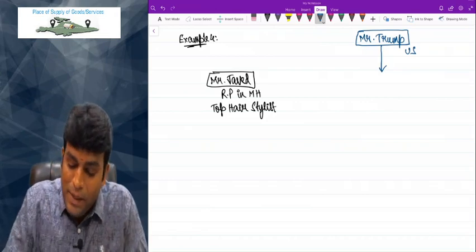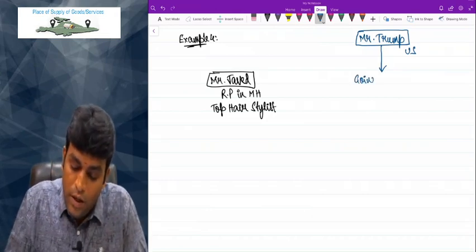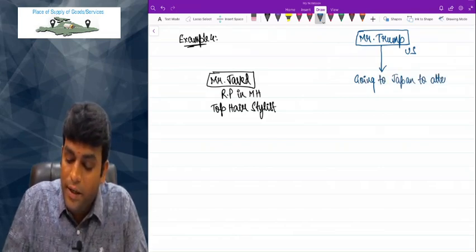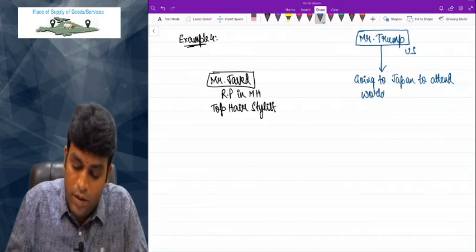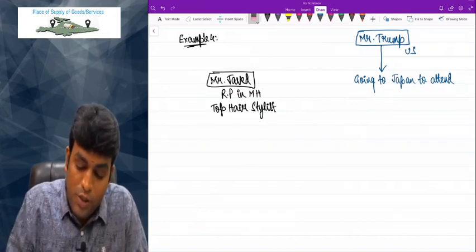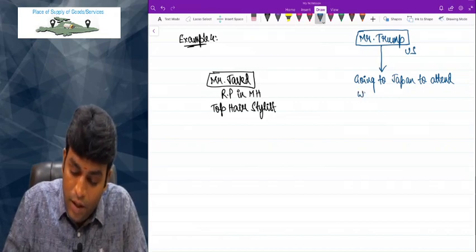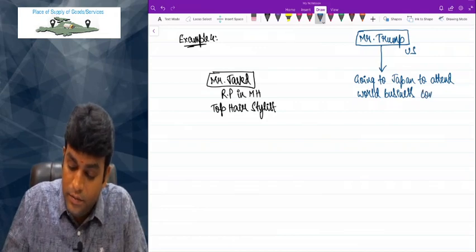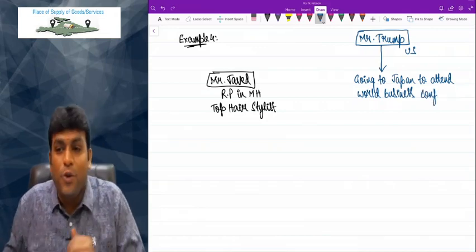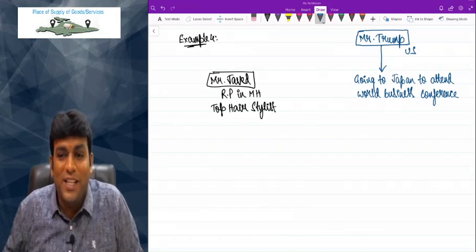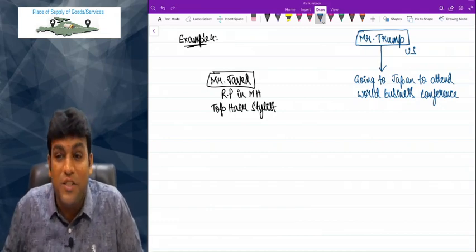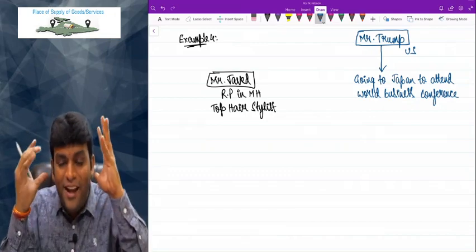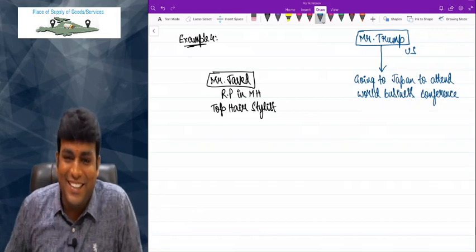Listen, Trump is going to Japan to attend a World Business Conference. But for that business conference in Japan, Trump wanted to get some new hairstyling done, some new hair design done. Correct, right? Just an example, sir.